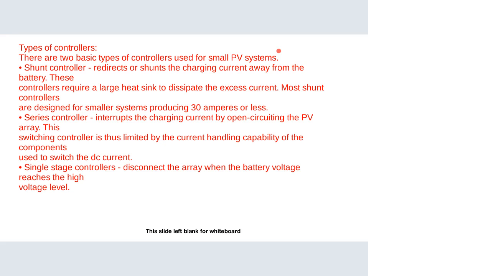We also have another type of controller called the series controller. This one usually interrupts the charging current by open circuiting. You know what it is to open circuit? It's the opposite of short circuiting. So it usually interrupts the charging current by open circuiting the PV array. This switching controller is therefore limited by the current handling capability of the components used to switch the DC current.